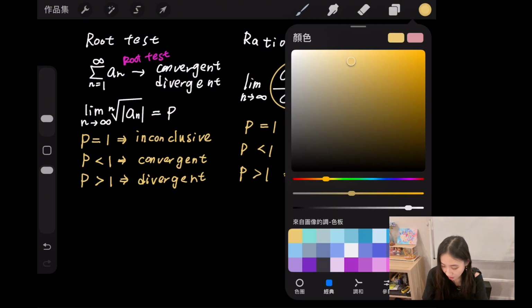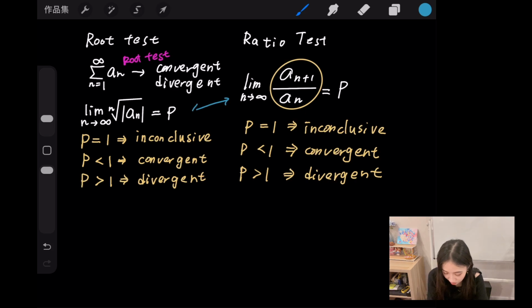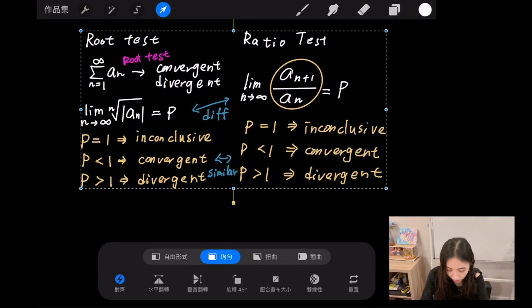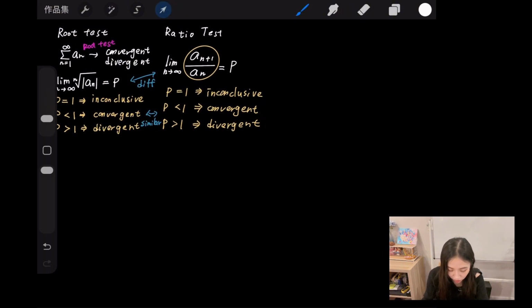So this is the part that I think is similar. But of course, this is a different test, so it's different, but this part looks the same. Okay, let's keep talking about the root test here. Now we know how to do a root test.